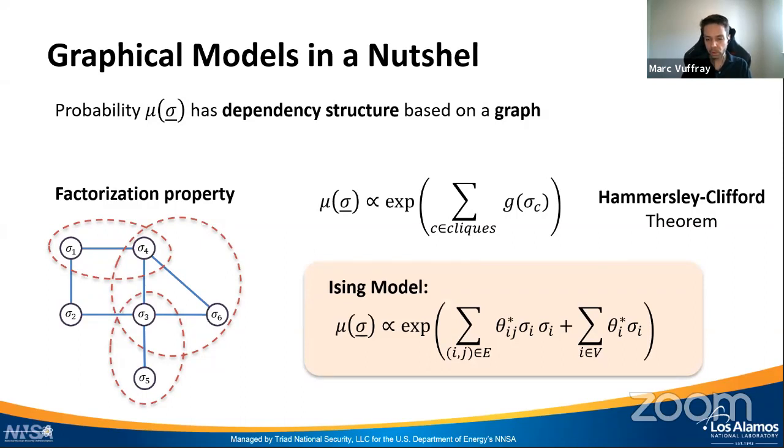So for the Ising model, where you only have pairwise distribution, that means that if you just condition one spin on its neighbors, you will be completely independent from the rest of the graph, and the neighbors are just considered with pairwise edges, not hypergraphs. So this is kind of the idea behind graphical models.